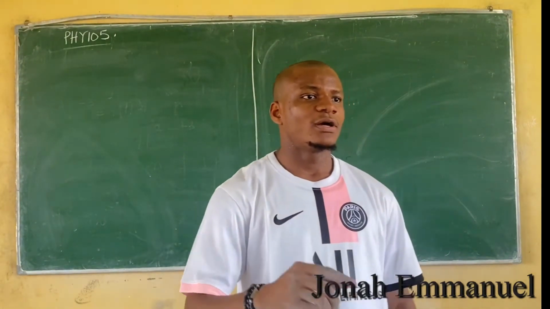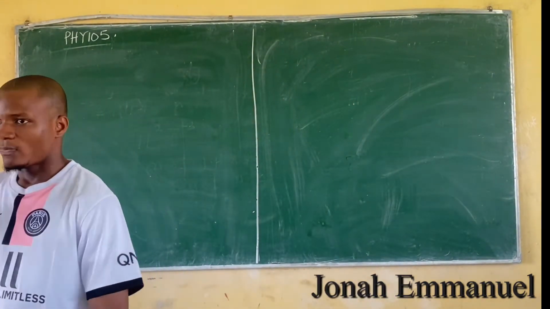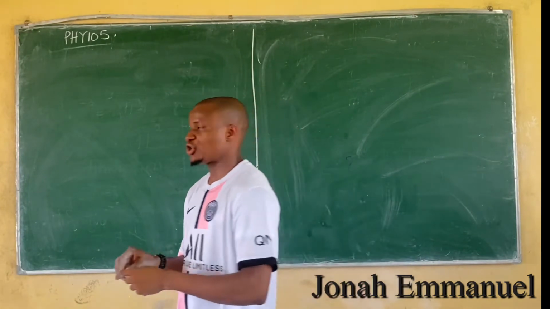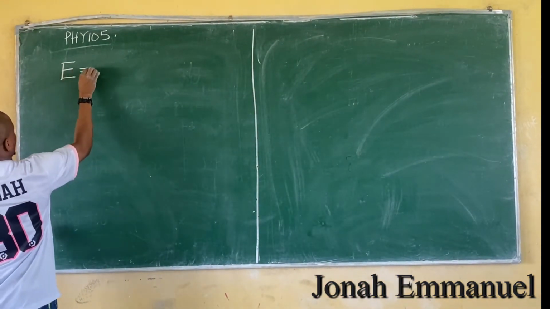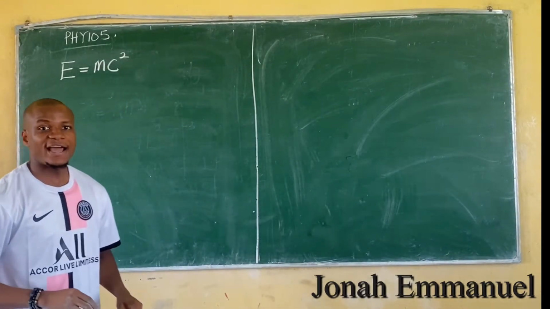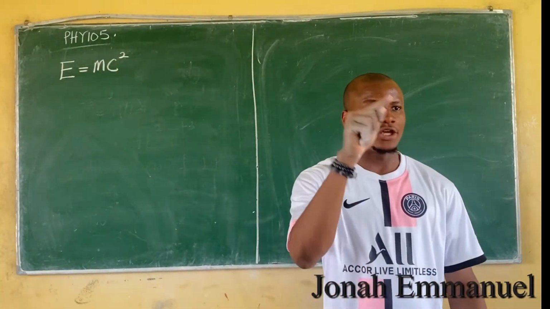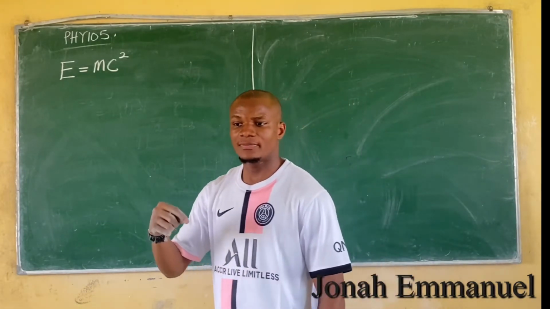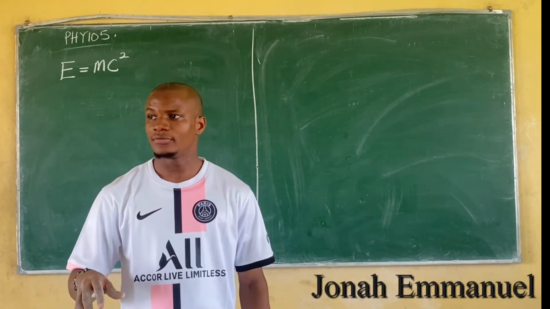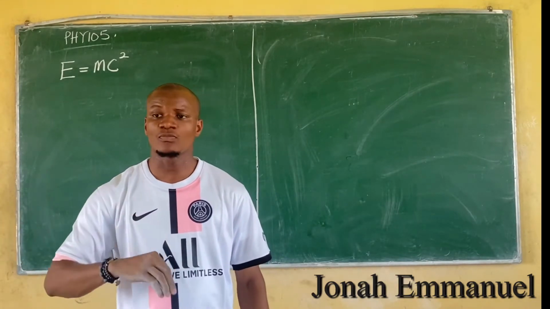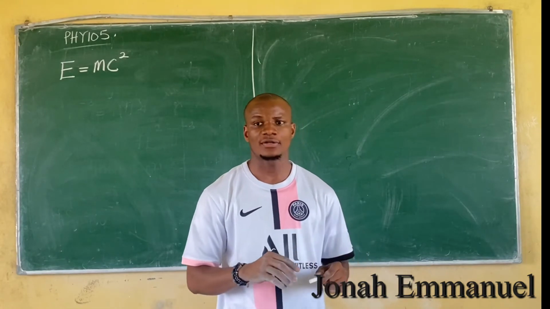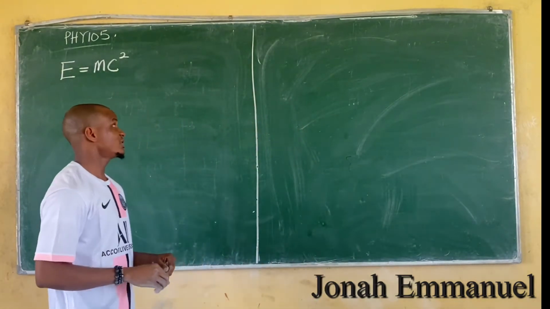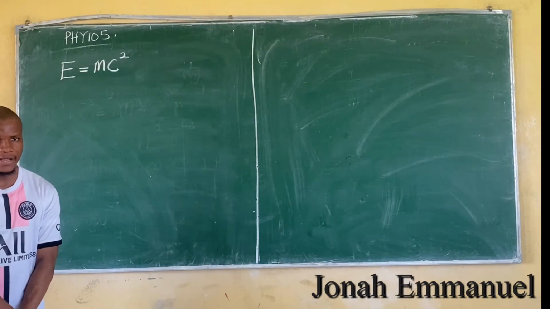Sample problem 2. Einstein proposed that energy E is equal to mc squared. Using dimensions only, show that the equation is correct.